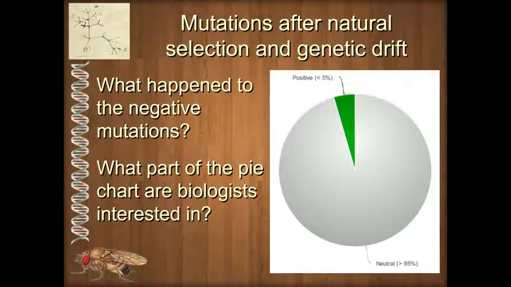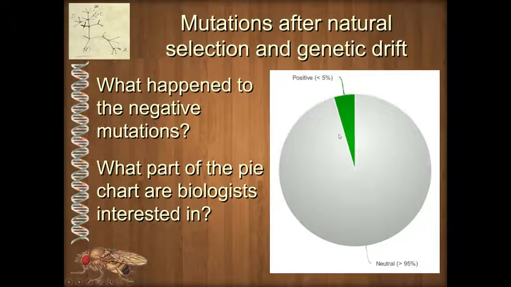So let's revisit our pie chart of mutations. Now, remember, this is a little bit biased. In fact, I'm going to change this just a little bit, but there's going to be a bit of a swap here. So after natural selection and genetic drift, get to work on that pie chart. And remember, the pie chart was 95% neutral, 5% negative or so, maybe a little less than 5%, and 0.1%, just a tiny fraction, were positive.